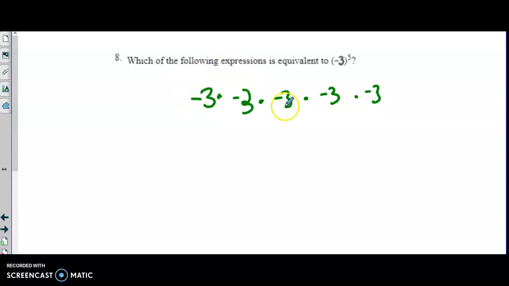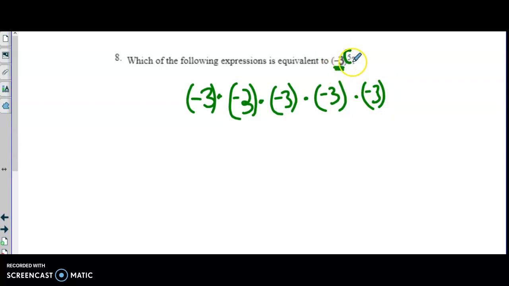So it might be written like this. It may also be written as, since it's a negative number, it might put those in parentheses. It doesn't matter. All that matters is that you have the base, which is -3, and you are multiplying it out 5 times because that's what your exponent tells you to do.